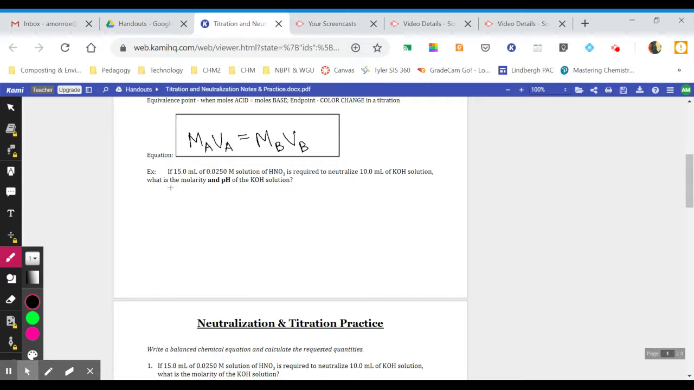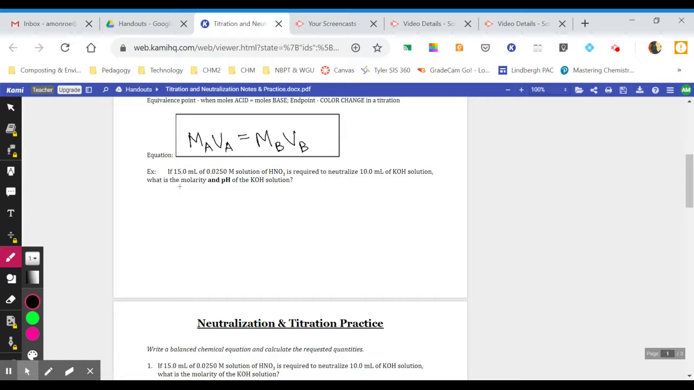The other thing you're going to do in these questions is you're also going to write the chemical equation for this. So in this example, it says we have 15 milliliters of 0.0250 molar HNO3 required to neutralize 10 milliliters of KOH. What is the molarity and pH of the KOH?